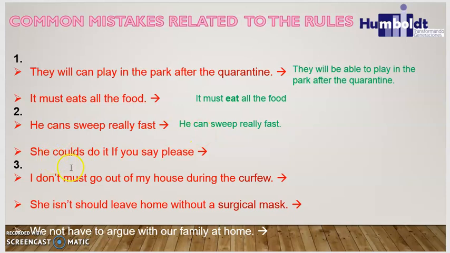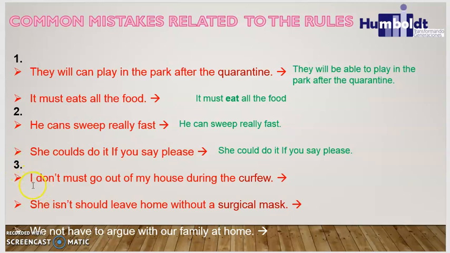The other one, she could do it if you say please. This is the same situation. This is another modal verb and we cannot use it with the letter S. So the correct answer is, she could do it if you say please.